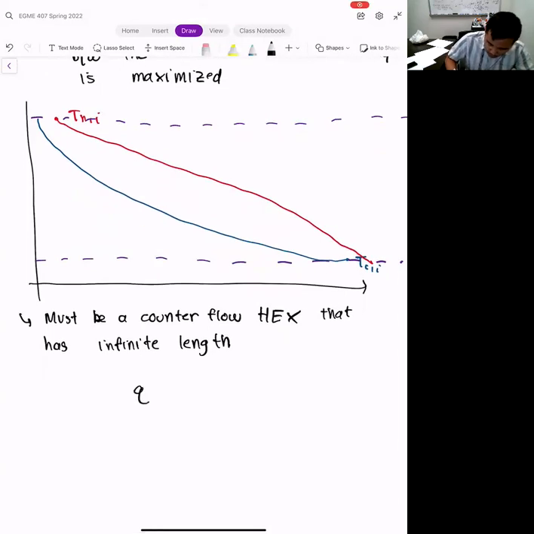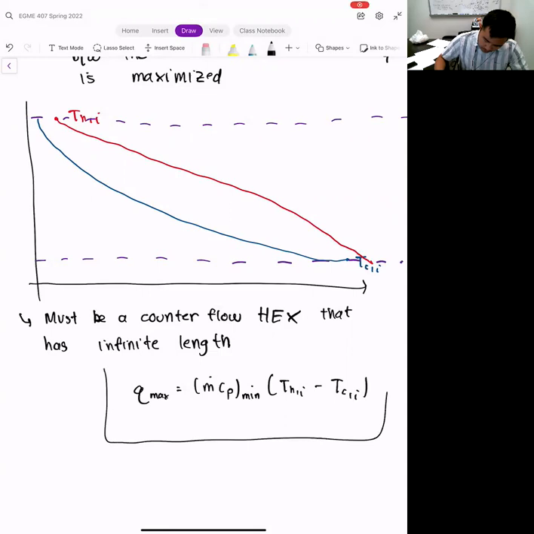And so the way that we can quantify this, we'll call this Q max. Q max is going to be m dot Cp, but it's going to be the minimum, because that's going to be limited by whichever m dot Cp is lower between the two fluids, multiplied by the difference between the inlet temperatures. So we have Thi minus Tci. That's the max amount of heat transfer that you can get from a heat exchanger.